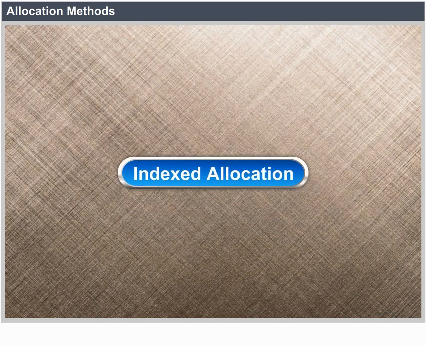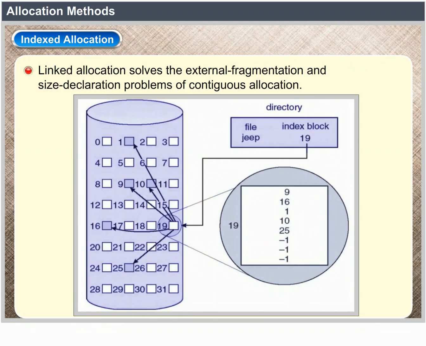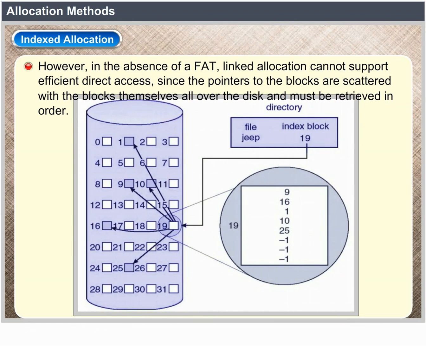Indexed allocation. Linked allocation solves the external fragmentation and size declaration problems of contiguous allocation. However, in the absence of a FAT, linked allocation cannot support efficient direct access since the pointers to the blocks are scattered with the blocks themselves all over the disk and must be retrieved in order.